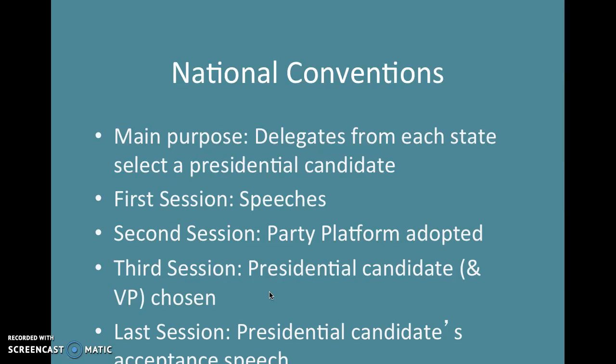In the first session, or the first few days, there are lots of speeches given. I don't know if you watched any of that on TV, but there were lots of political folks giving speeches, sometimes celebrities giving speeches. After the first session is the second session. This is where the party platform is adopted. We've talked about a platform before. It's the party's basic set of ideas and beliefs. In the third session, the presidential candidate and vice president are chosen. This is where the state delegates come into play. They figure out who has the most delegates, and that person becomes the presidential candidate.